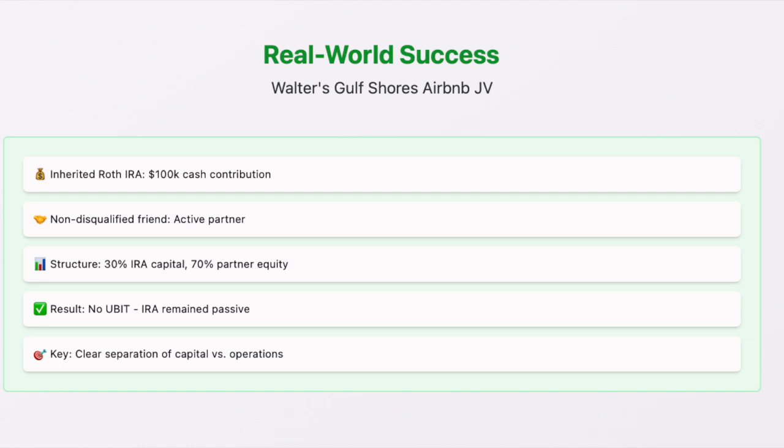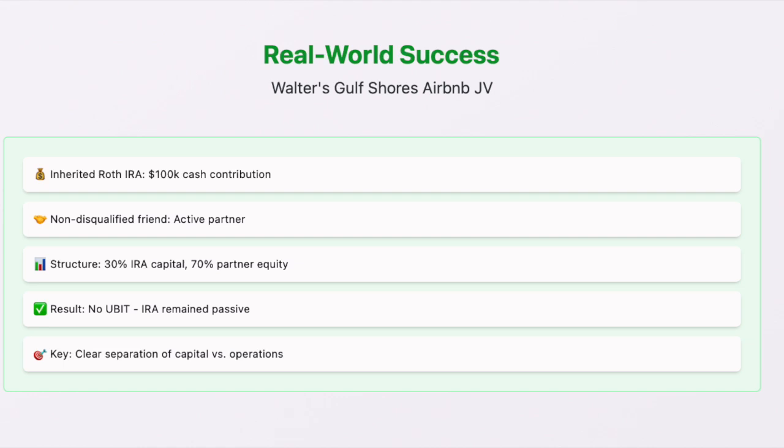Right. The key part, a friend who was not a disqualified person handled everything operational. Bookings, guest stuff, cleaning, even furnishing. All of it. So the friend was the active, non-disqualified partner doing the actual work. Correct. The structure reflected that. The IRA was just a 30% partner based on its capital. The friend got paid a management fee plus a larger share of the profits for doing the work. The IRA just received its passive distributions based on its capital share.